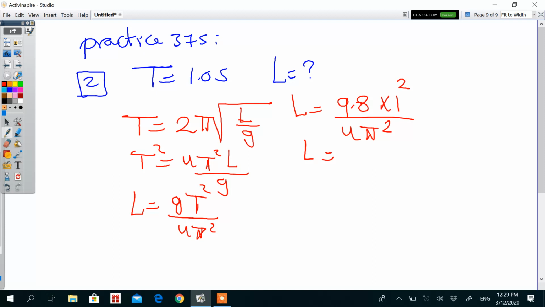And the answer is 9.8 divided by 4 pi square. The answer is L equal 0.25 meter. So you need a string length of 0.25 meter. So you obtain a pendulum with a period of 1 second. Okay? Now let's go to a new question.